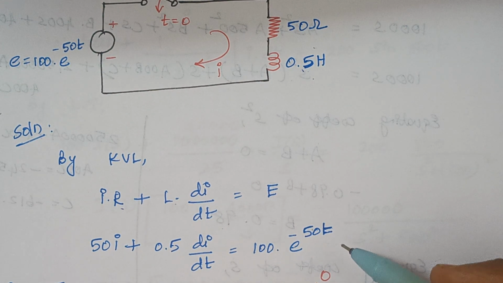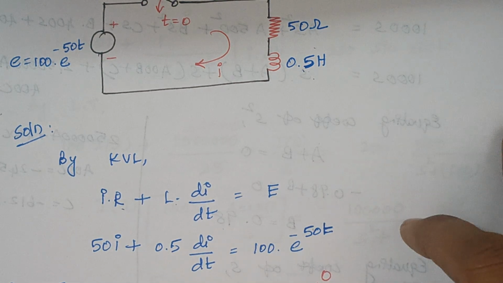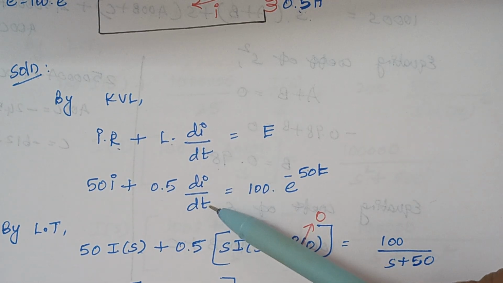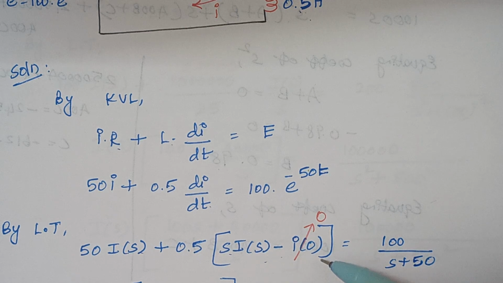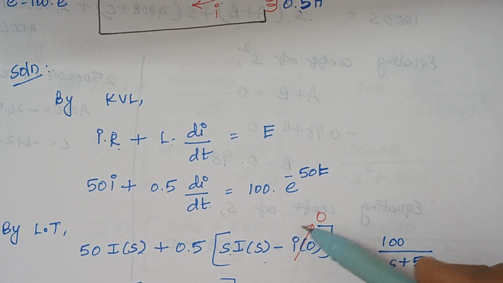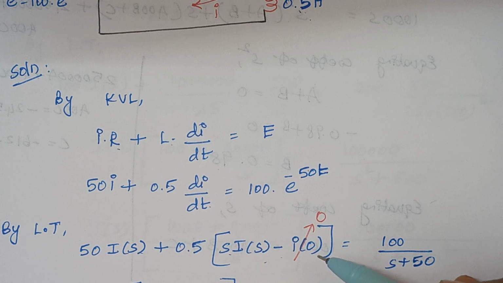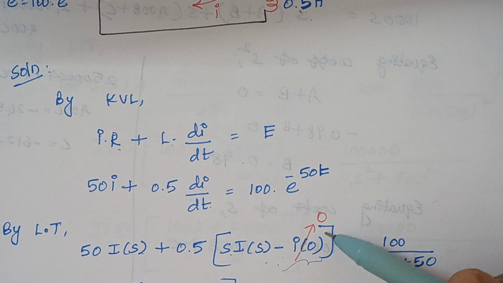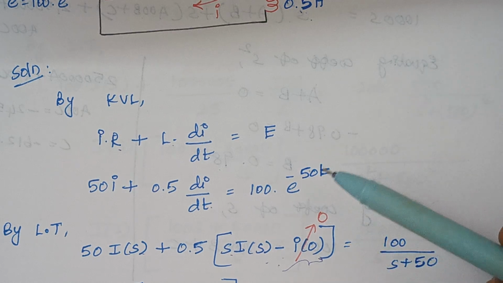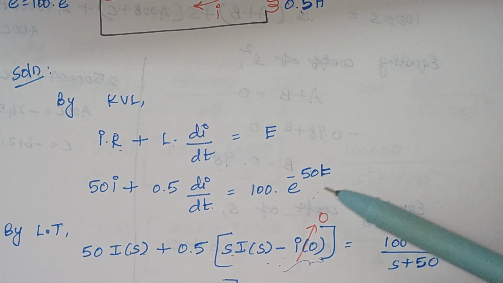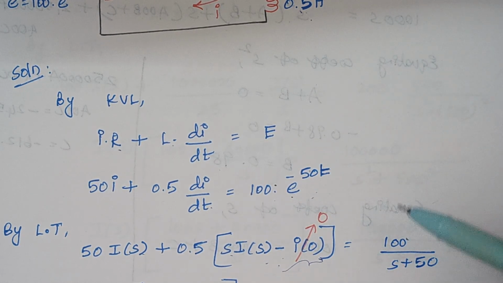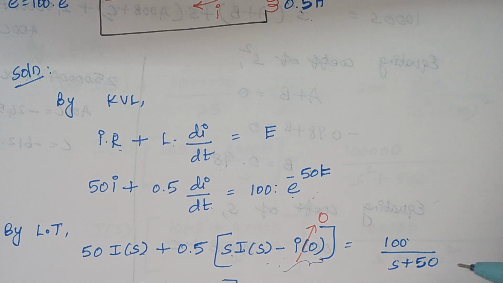Then the next step is we have to take Laplace transformation. So once you take Laplace transformation, you see I becomes I of s and di by dt becomes s into I of s minus I of 0. This minus I of 0 denotes the initial voltage, right? Initial voltage across your inductor. Since nothing is given in the problem, the initial voltage across the inductor is taken as 0, right? And when you take Laplace for this expression, it becomes 100. This 100 remains here, and e to the power minus 50t becomes 1 divided by s plus 50, right?